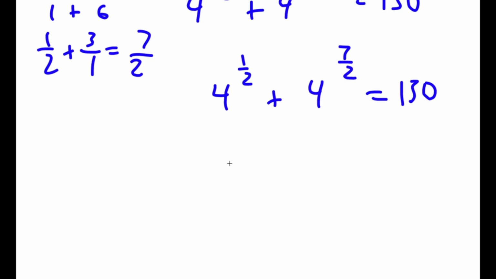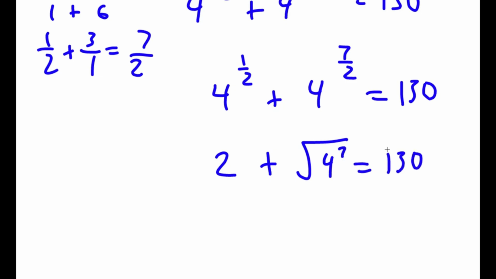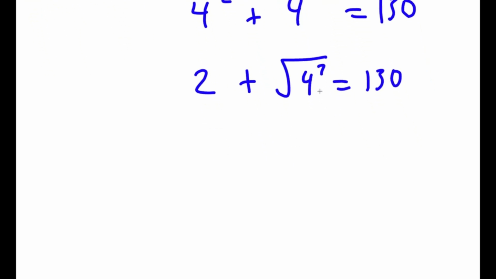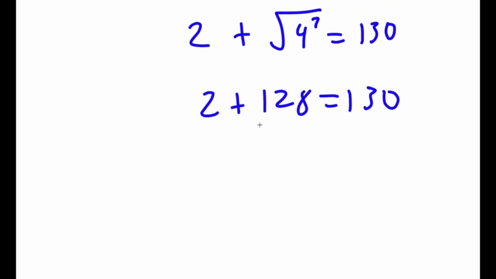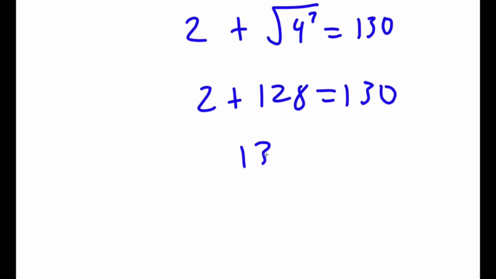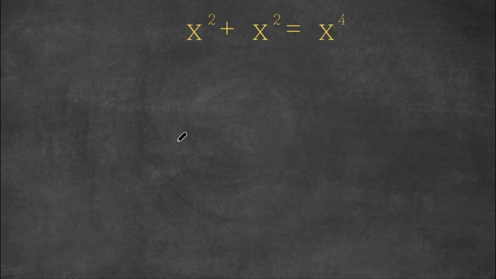Now 4 to the power of 1/2 is the same thing as the square root of 4, which is equal to 2. So I have 2 plus, now 4 to the power of 7 over 2. This is the same thing as the square root of 4 to the power of 7, and that's going to equal 128. So I have 2 plus 128, which is 130, so I have 130 equal to 130, meaning our solution is right.